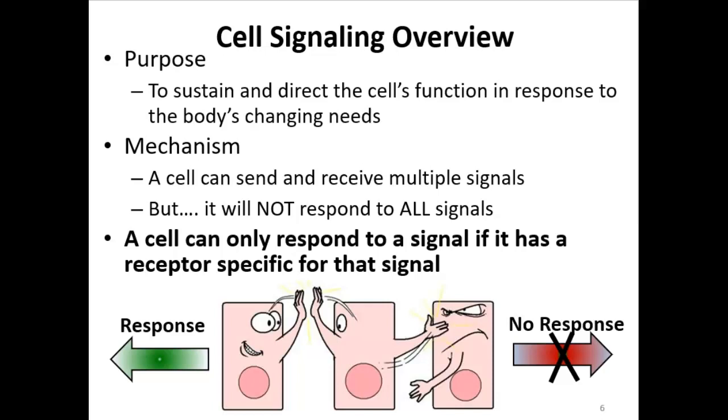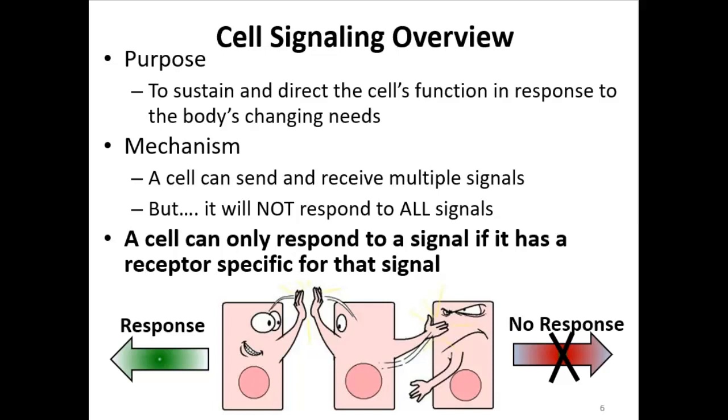Therefore, multiple cell types need to receive the same signal. I'll call it the exercise signal, so that both your heart and your skeletal muscles are working together. It is also true that your body cells receive multiple signals throughout the day, but it may not be necessary or even appropriate for a specific cell to respond to every single signal.